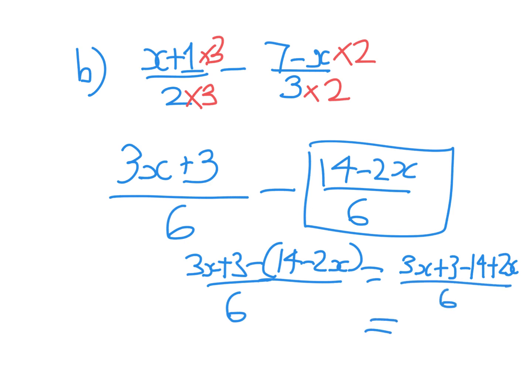So to simplify even further, 3x and 2x are like terms. 3x plus 2x is 5x. 3 minus 14 is negative 11. And I have my 6 on the bottom. I cannot simplify this any further. I'm done.